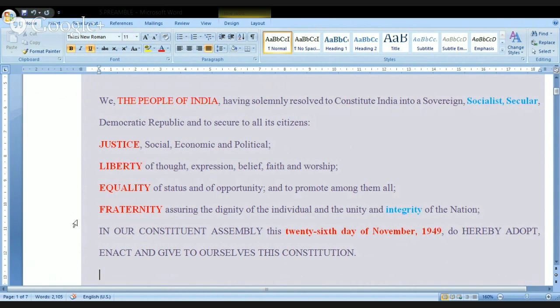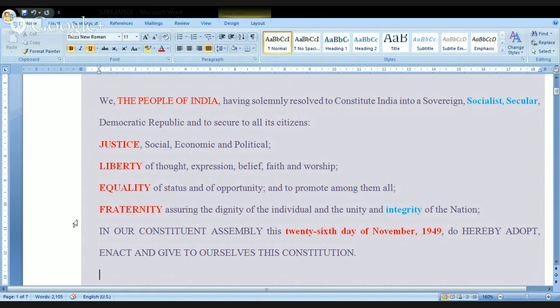Let's understand now. If we go to the last bottom line, in our Constituent Assembly, this 26th day of November 1949, do hereby adopt, enact, and give to ourselves this Constitution. Okay? And what are all the words that are present in the red color? They are very, very important. We, the people of India, justice, liberty, equality, fraternity.